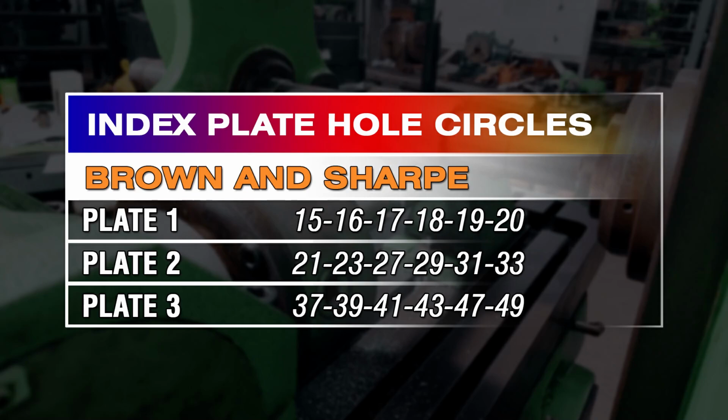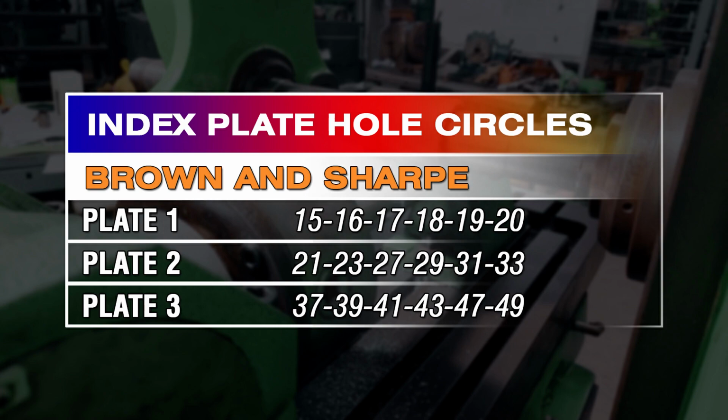Plate number 1 contains 15, 16, 17, 18, 19, and 20 hole circles. Plate number 2 contains 21, 23, 27, 29, 31, and 33 hole circles. And plate number 3 contains 37, 39, 41, 43, 47, and 49 hole circles.